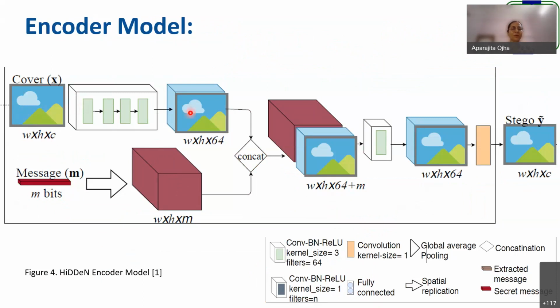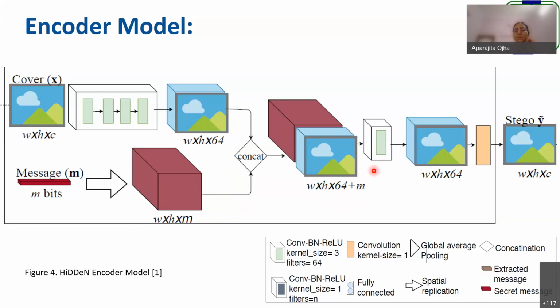So the cover image goes with the message through the encoder, the convolutional neural networks, and comes out as W cross H cross C, where C is the number of channels in the image. Suppose there are three channels or one channel; the channel depends on the colors you're using, RGB, or it can be a grayscale image. Suppose the output of a convolutional neural network is W cross H cross 64, with 64 filters. The M bits I transform into W cross H cross M. I concatenate this, so it becomes W cross H cross 64 plus M, with 64 plus M channels.